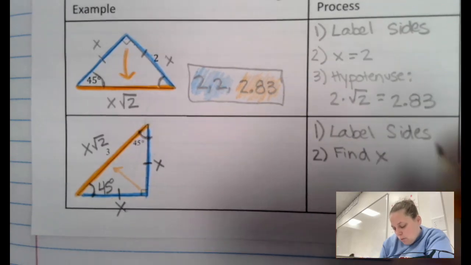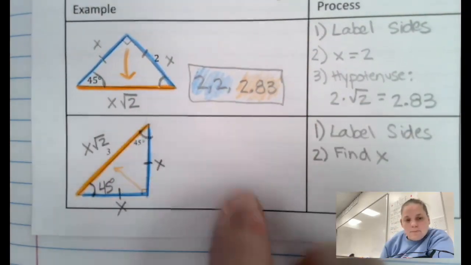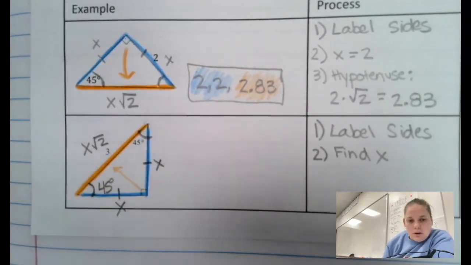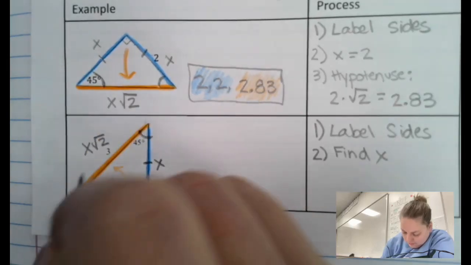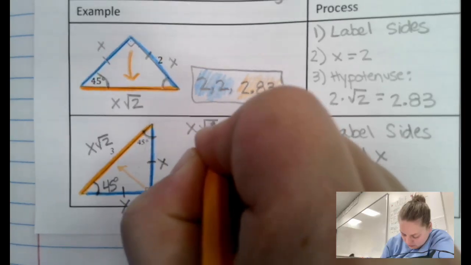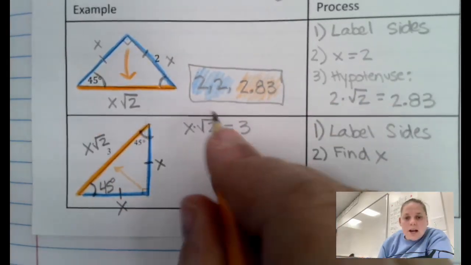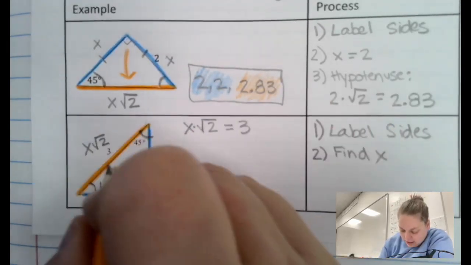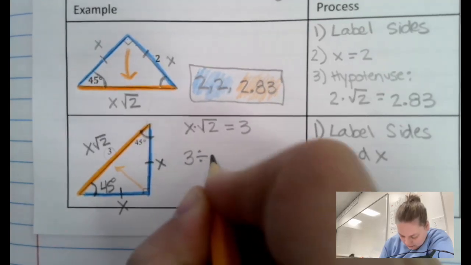In the last problem, we knew x right away. X was 2, so we could just use that to find that. In this one, we don't know our x. We know that 3 is x square root of 2. So remember, this is multiply. So I'm going to write x square root of 2 equals 3. That's kind of what we're thinking. But to undo that multiplying, we're going to do division. So I can really take 3 and divide by the square root of 2.